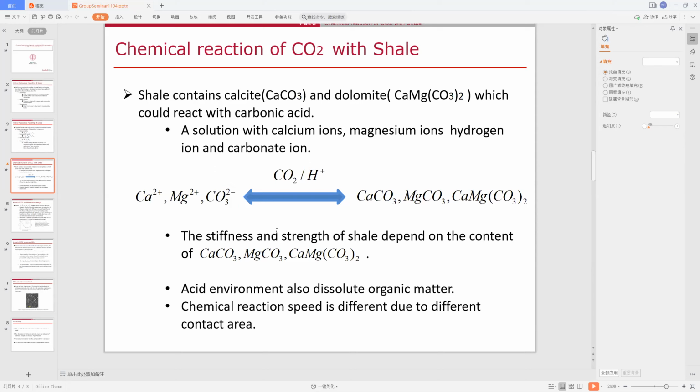Interesting. The stiffness and strength of shale depend on the content of calcite and so on. Of course, the acid environment also dilutes organic matter. Lastly, recall the basic chemistry. It tells us that the chemical reaction speed is different due to different contact area, which means that the impact of carbon dioxide on shale could be heterogeneous across different areas.